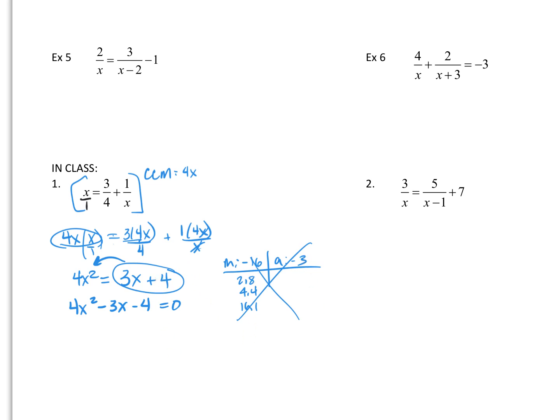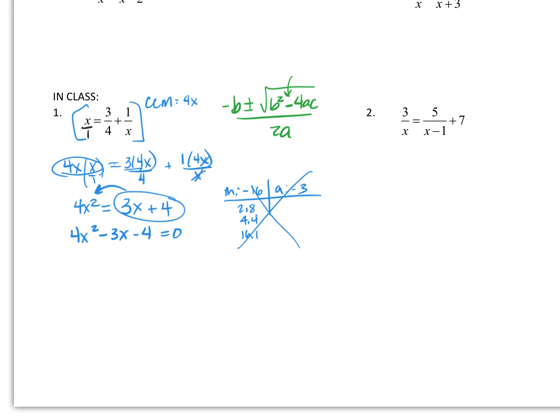Making sure we know our quadratic formula, right? All right, so remember, it's negative b plus or minus the square root of b squared minus 4ac all over 2a, right? Be careful. On several people's tests, last time I saw a plus sign right there in the middle. It's a minus, all right? So let's do this. So negative b would be a positive 3. B squared would be negative 3 times negative 3, which is 9. Minus 4 times a, which is 4. Times c, which is negative 4, all over 2 times 4.